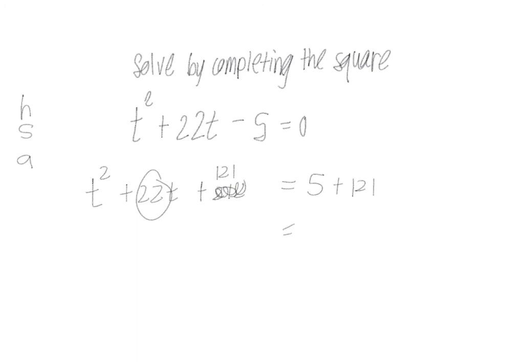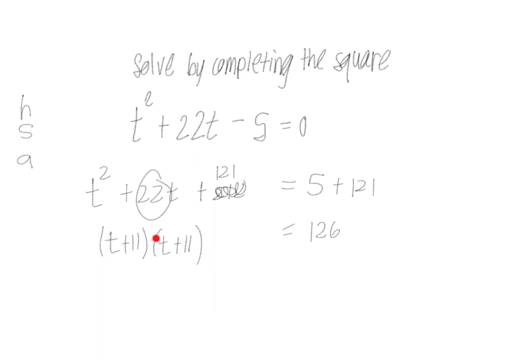So on that right side, you just say, 5 plus 121 is 126. Okay, but on the left side, what you've done by completing the square is created a perfect square trinomial. And perfect square trinomials factor very easily. They're always half of this number squared, basically. So half of 22 is 11. And what I'm saying is t plus 11 and t plus 11 is what this factors into, because 11 times 11 is 121 and 11 plus 11 is 22.